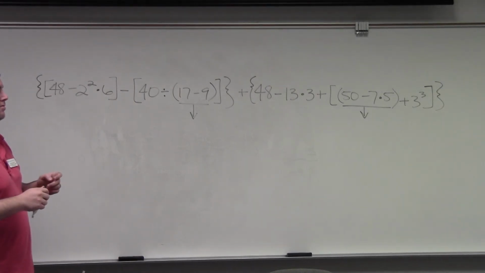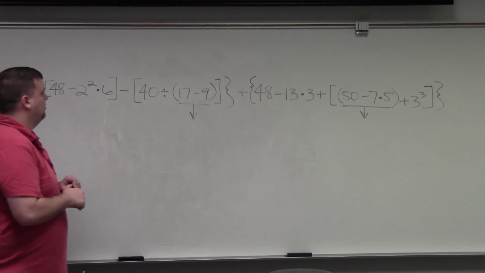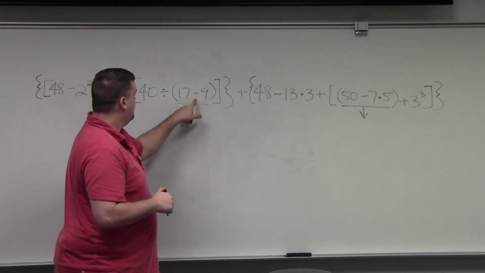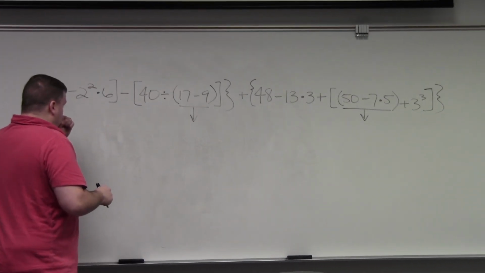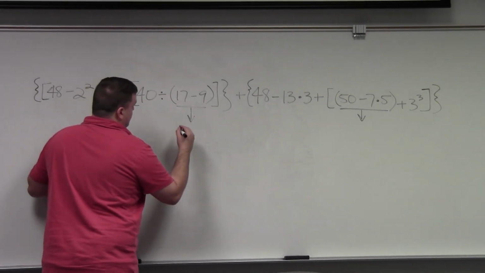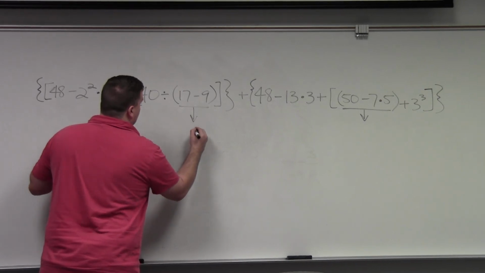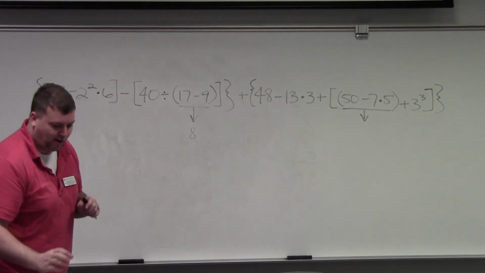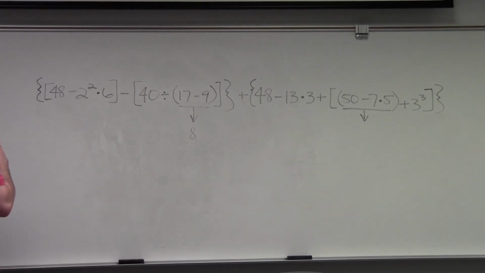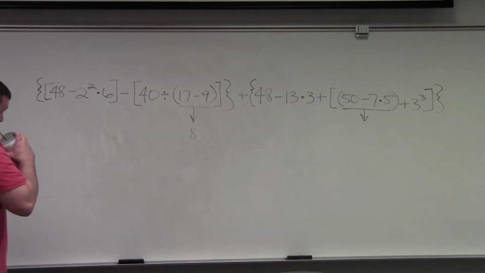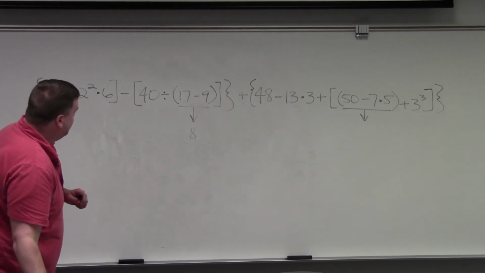We good? I just got confused with the exponents. So 17 minus 9? 6. Or, I'm going to go with 8. Yeah, sorry. All good? Let's take care of those first.